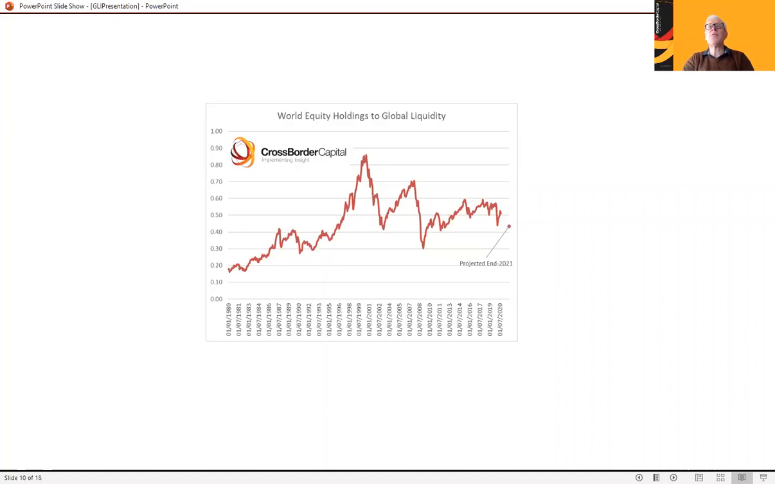The prospective reading as of end of 2021, looking at the liquidity pool that we expect, is going to be something like about 0.43, 0.44 or thereabouts, which would take us right towards the lower end of the recent range. Now, liquidity may not be everything, and people will say, well, okay, what about fixed income?